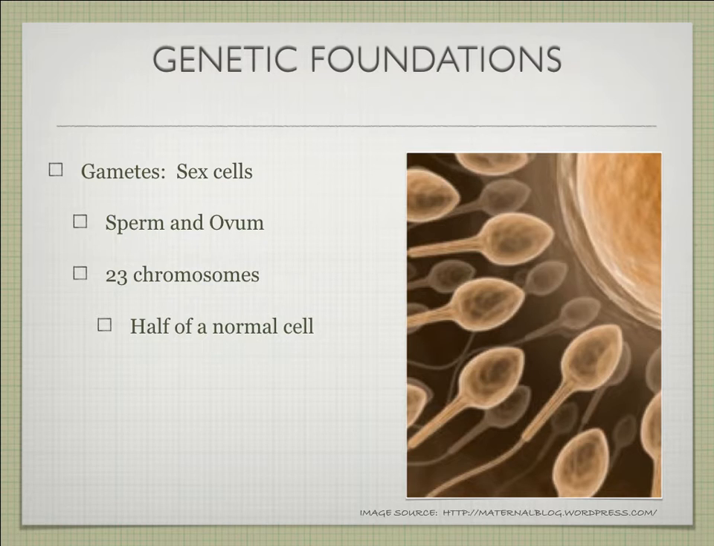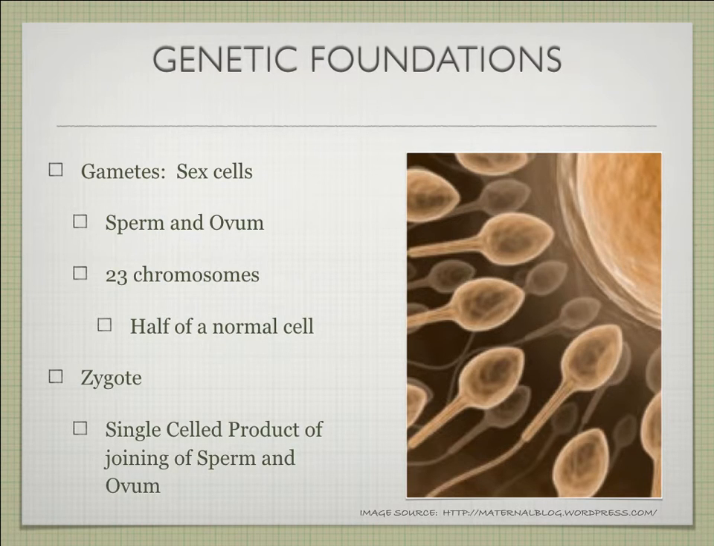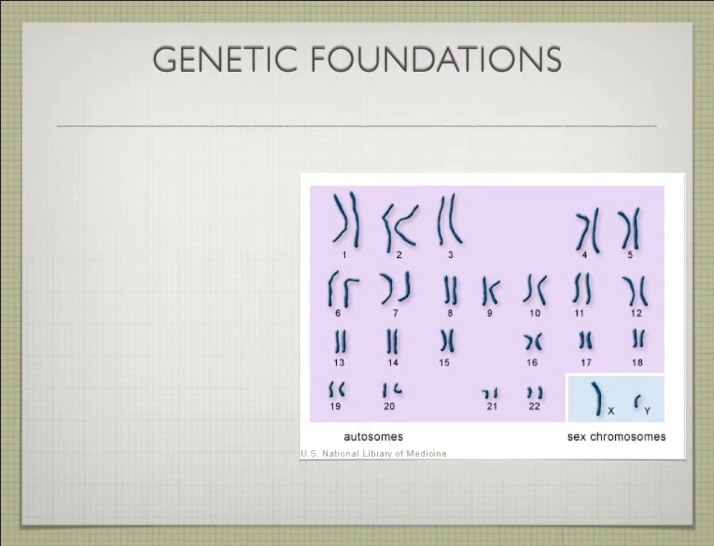When the sperm and the ovum join, when fertilization happens, this is what's called a zygote. It's a single cell product of the joining of the sperm and the ovum. This is an important term to remember, so I want you to write that down and think about it, because we're going to talk about that a lot once we get into prenatal development. There's a whole period that we talk about, the zygotic period of prenatal development. So that's an important term to flag.